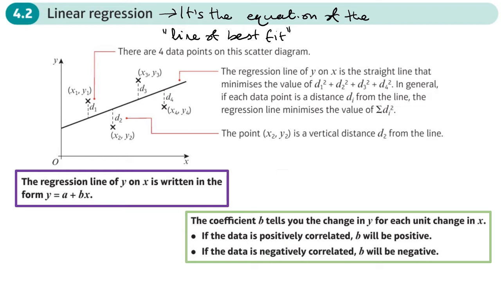You don't have to do it in A-level anymore, but it minimizes the distance between all the points that have been plotted on your scatter diagram. So these are points that are plotted on our scatter diagram. And what the formula does is it says, let's make these distances between our line and all the points as small as possible. And from that, we get our equation of the line of best fit, what we call the regression line.